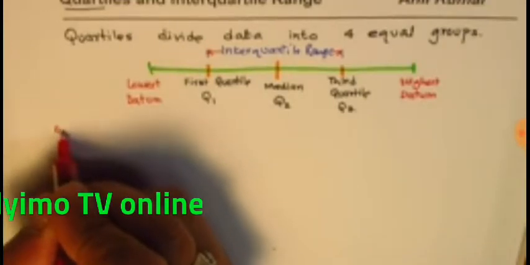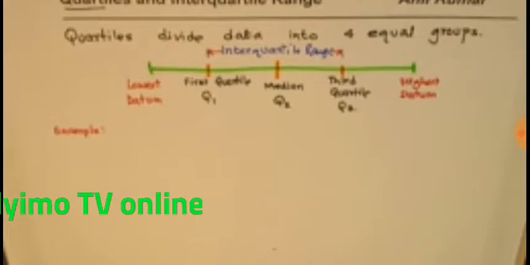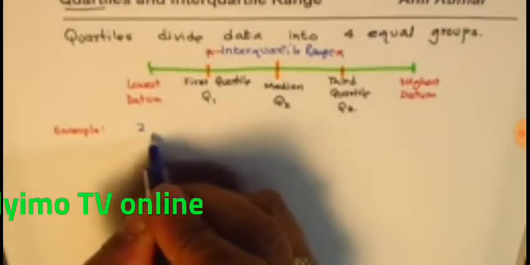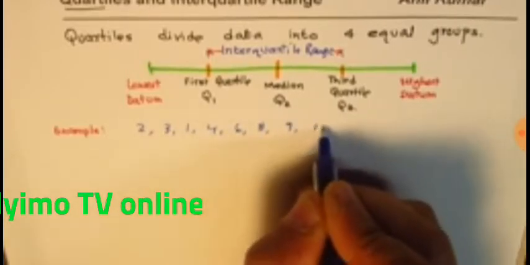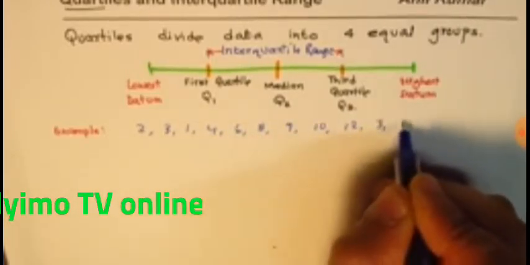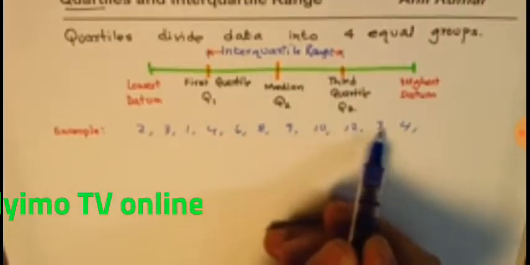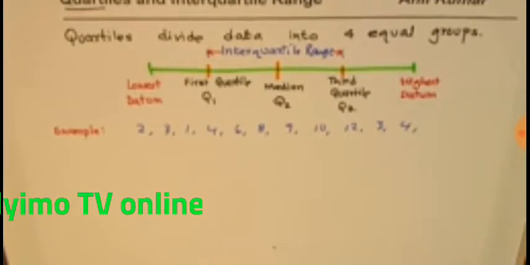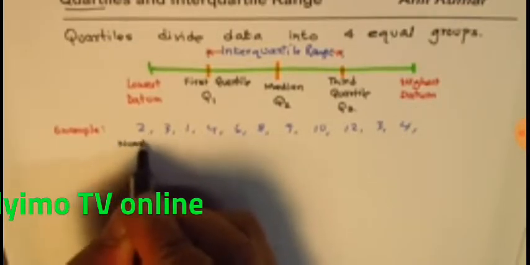So let's take an example. In the first example, I'll randomly write a few numbers. Let's say the numbers are 2, 3, 1, 4, 6, 8, 9, 10, 12, 3, 4. So we have written 11 numbers. Now these 11 numbers are an odd number of numbers. We have a total of 11 numbers.